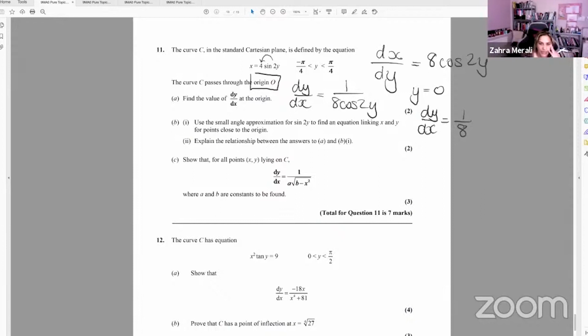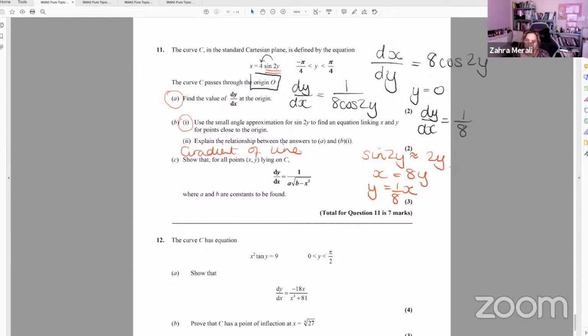Then part B: use small angle approximation for sine 2y to find an equation linking x and y for close to the origin. Okay, so in your formula book, it tells you sine theta is approximately theta. So sine 2y is just approximately 2y when y is small. If we replace that with 2y, we get x equals 8y, so y equals 1 over 8x. So your relationship is the value found in A, and the value found in B part 1 is the gradient of the line. And now we've got to show that.